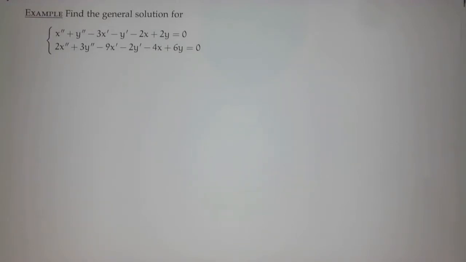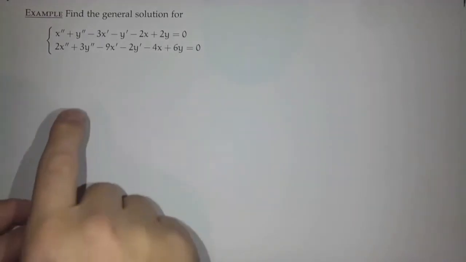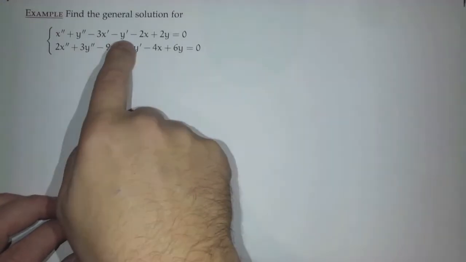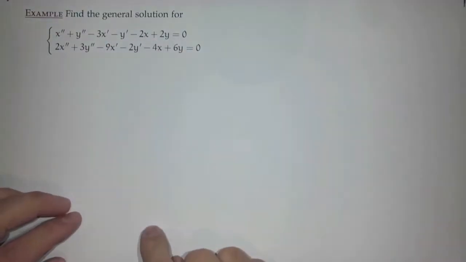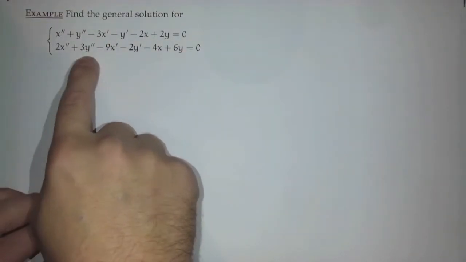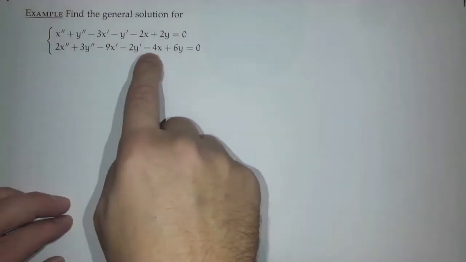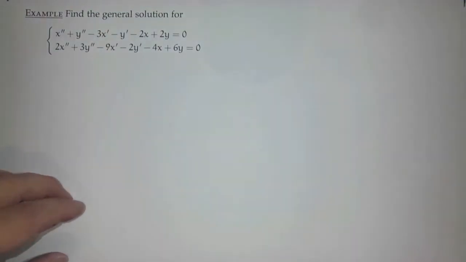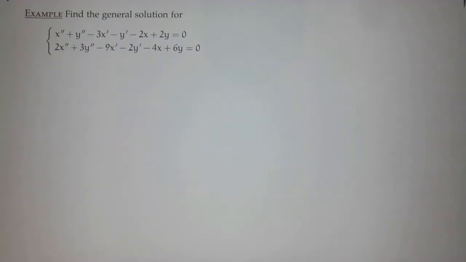So find the general solution. We have two equations. x double prime plus y double prime minus 3x prime minus y prime minus 2x plus 2y equals 0. 2x double prime plus 3y double prime minus 9x prime minus 2y prime minus 4x plus 6y equals 0. Like, wow, what a problem. What a problem here.